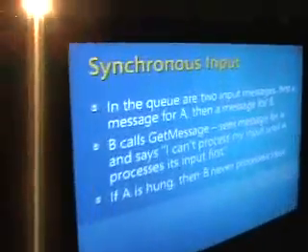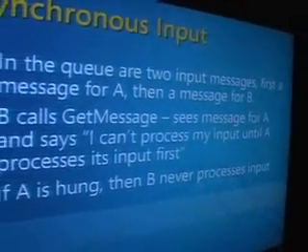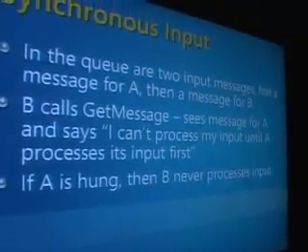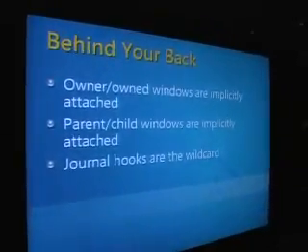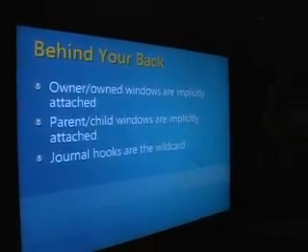You and thread A are sharing an input queue. And the top message in that input queue is a message for thread A. So when thread B calls get message, it does not receive input, even though there's a message waiting for it. It sees the message and says, I can't process my input until A processes its input first, because you have synchronized input queues. If you have two windows on different threads and you establish an owner-owned relationship between them, or a parent-child relationship between them, the window manager automatically attaches your input queues.